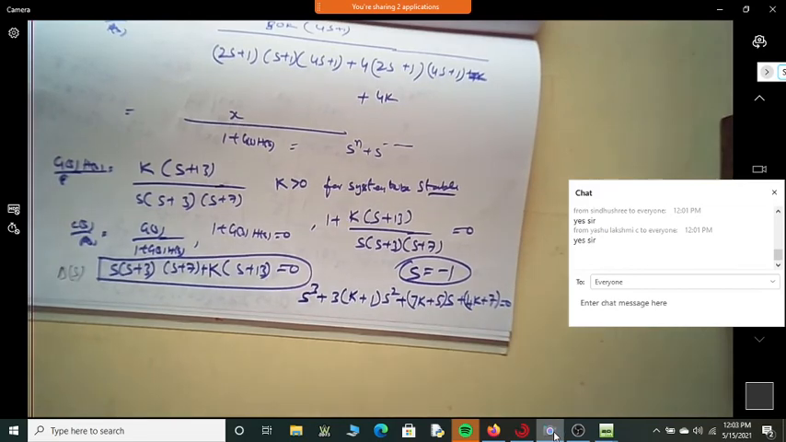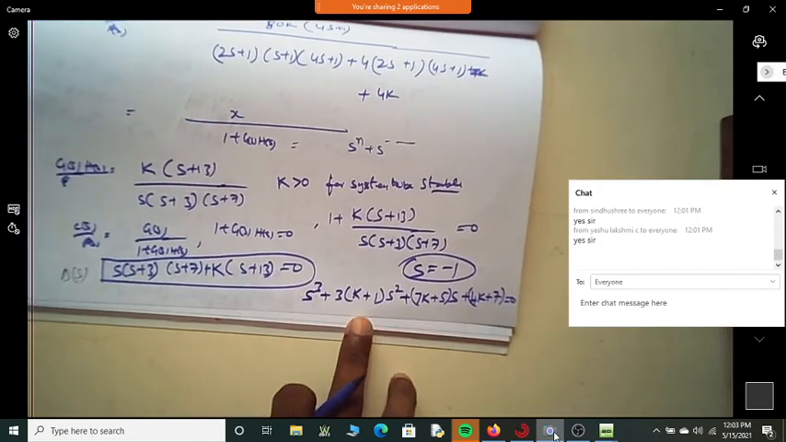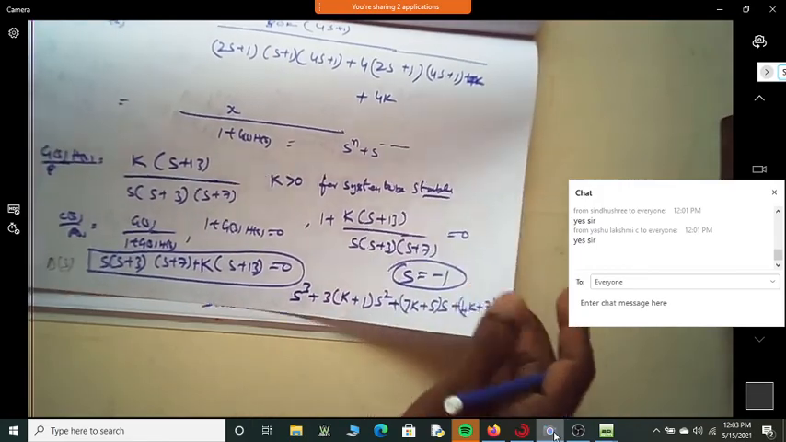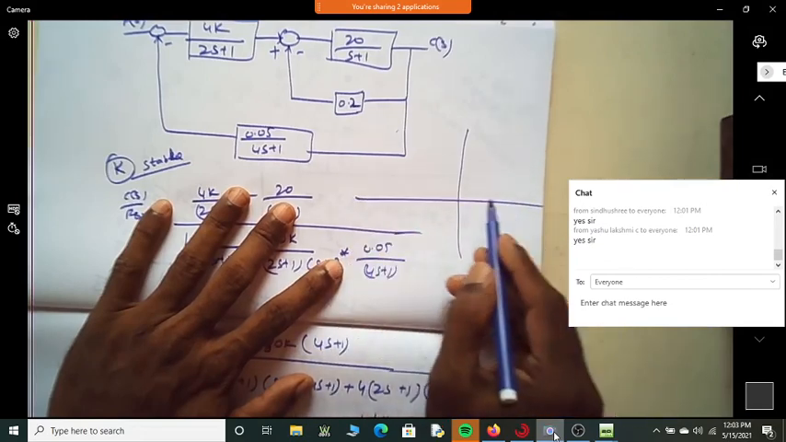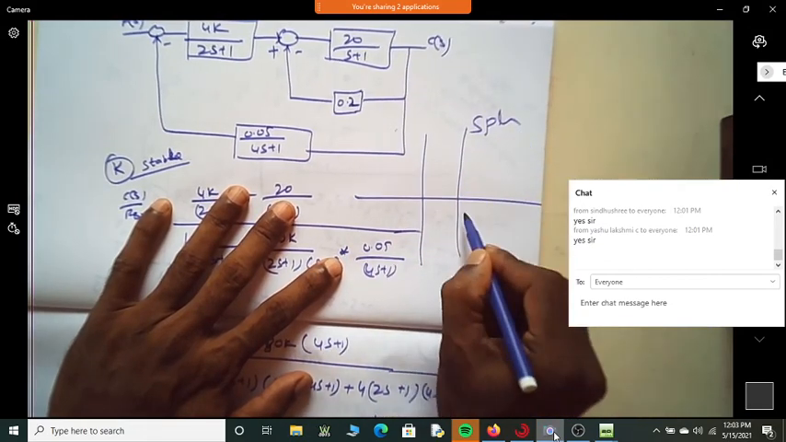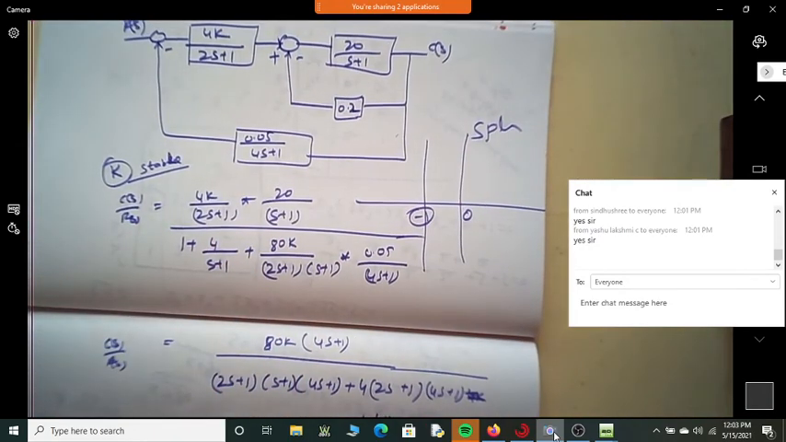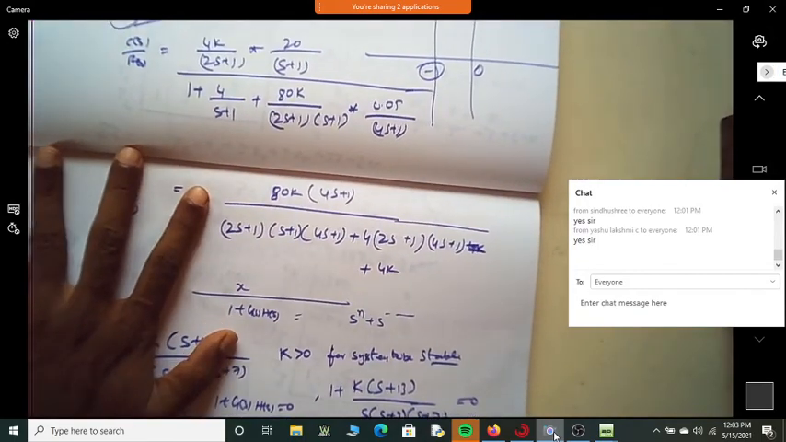What is the meaning of this? How many roots are there here? 3, correct? So you can think of it intuitively. Can I say this is the S plane, this is 0, and this is minus 1? So what it says is there are actually 3 poles here.